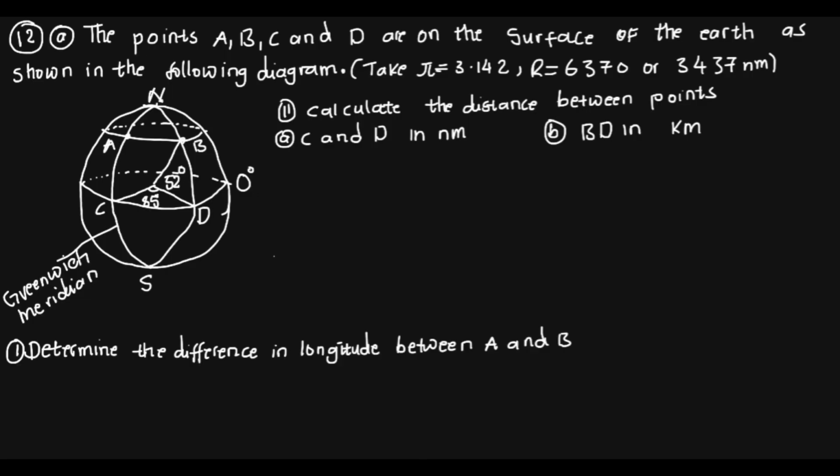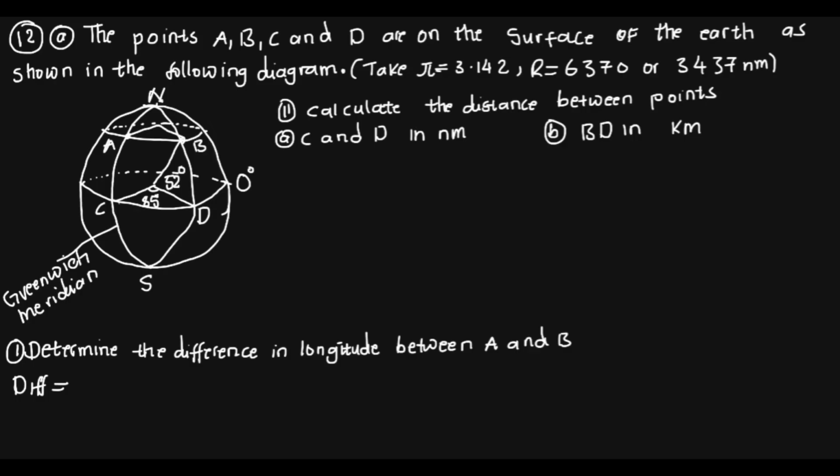So we move on now to question 12. The points A, B, C and D are on the surface of the earth as shown in the following diagram. Take pi to be 3.142, radius 6370 kilometers, 37 nautical miles. Calculate the first one. Determine the difference in longitude between A and B. So for the difference, there is no need of adding or subtracting. We have been given a number, so we want to find between A and B. So we are solving for this number here.